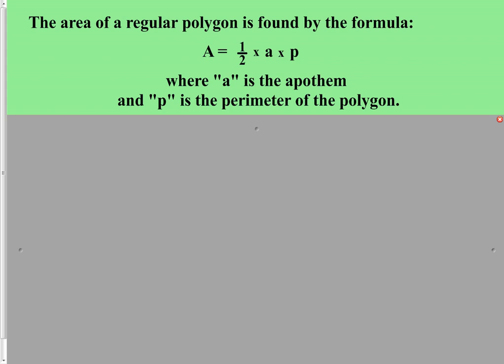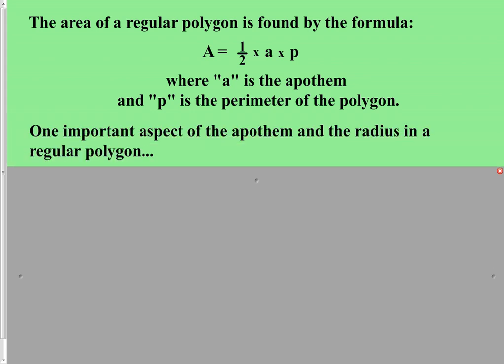Okay, now, so clearly you can see where the apothem comes into play, where it's needed in the formula. But if you're a little curious about where the radius was important, well, let's take a look at this. If you take the information about an apothem and a radius in a regular polygon at the same time, look what happens.